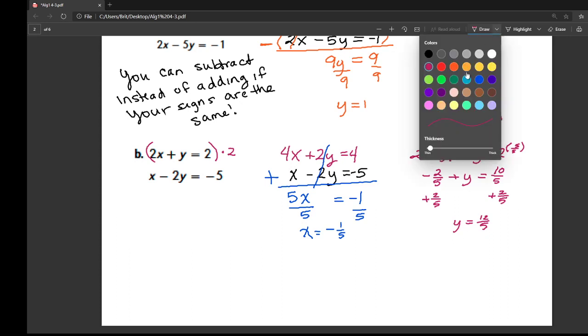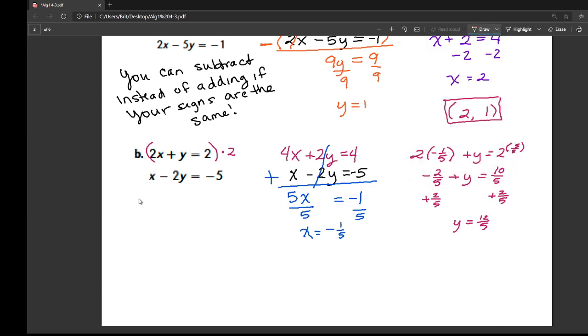So now, because I'm getting kind of weird numbers here, I don't have my clean whole numbers, I'm going to do a check step, and I'm going to make sure that I'm not making any mistakes. So I'm going to use this bottom equation. Where x is, I'm going to plug in negative 1/5, and then minus 2, and where y is, I'm going to put in 12/5, and that's equal to negative 5, so that's that bottom equation.